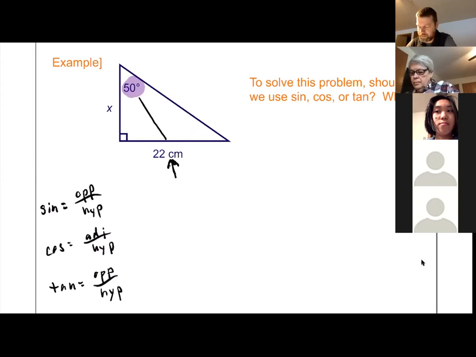Which side is it? Across from the angle. So it's the opposite side.